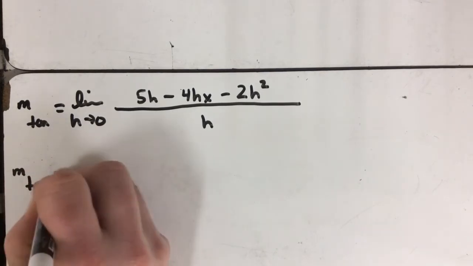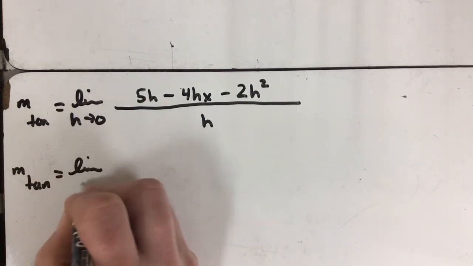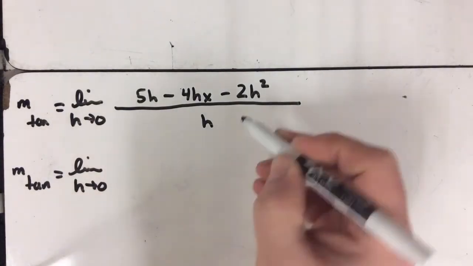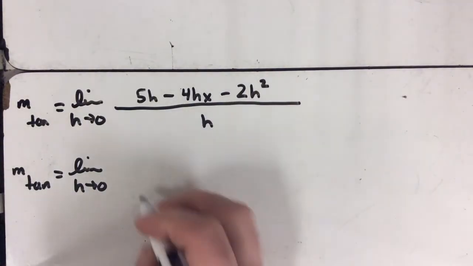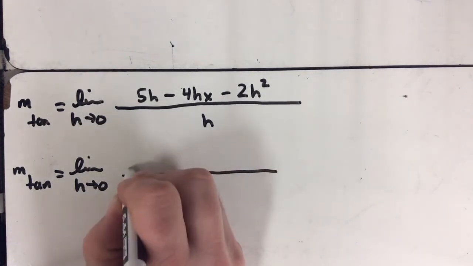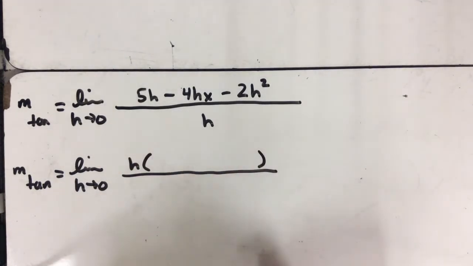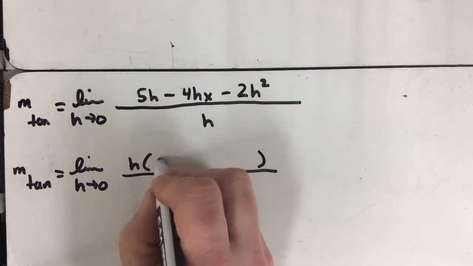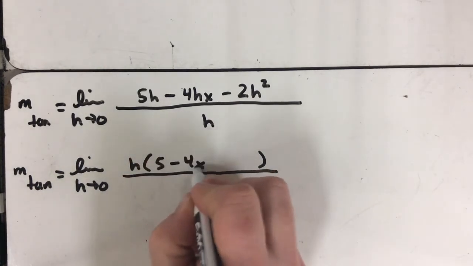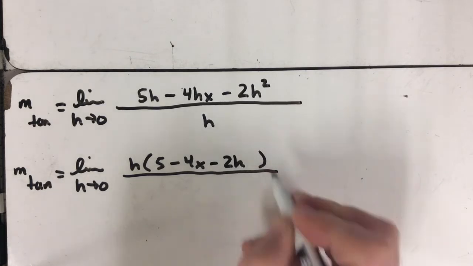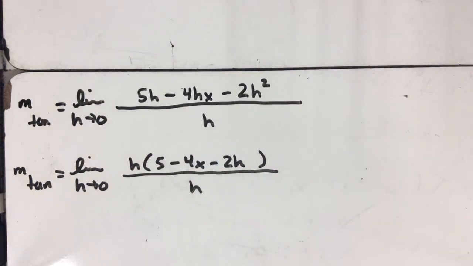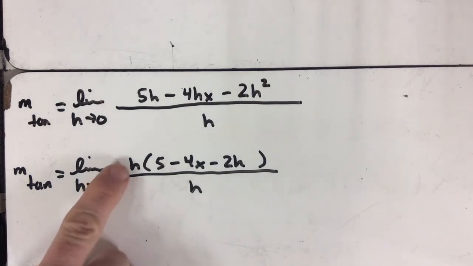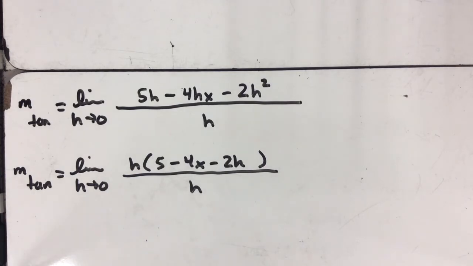And to do that, we do need to factor an h in front. Right now, the way things are, we can't cancel out an h on the top and an h on the bottom because of the subtraction that's there. But if we factor an h in front of those terms, that would leave me with a 5 minus 4x minus 2h in the parentheses. Now outside the parentheses, we don't have any addition or subtraction, so now I can cancel that h in the front with the h in the bottom.